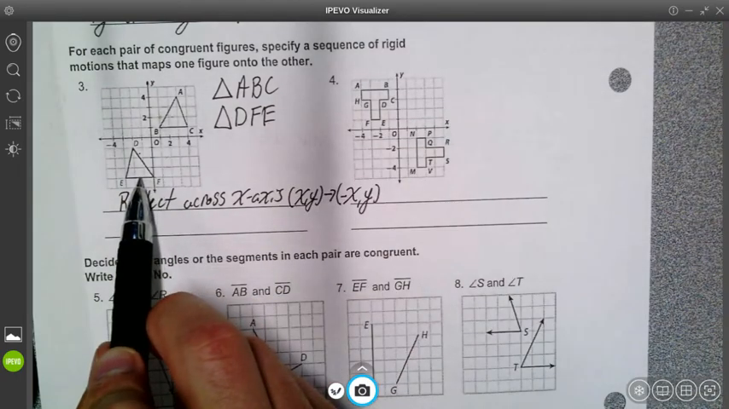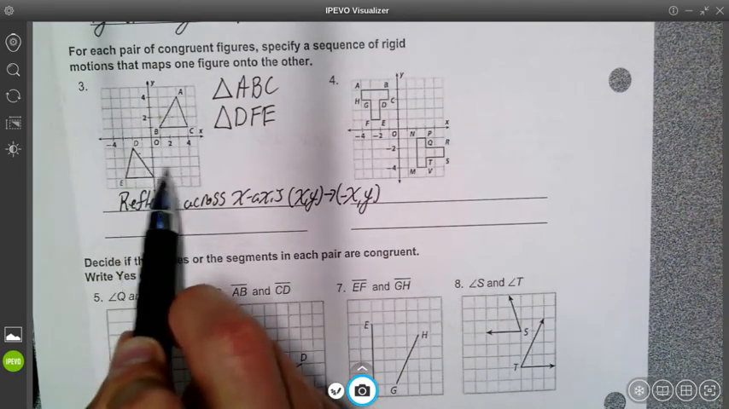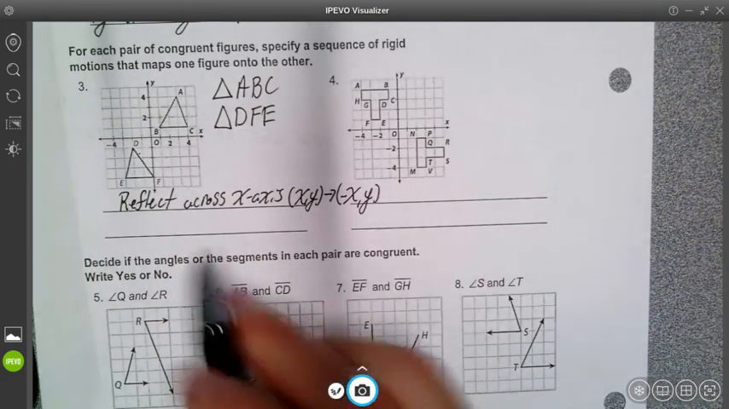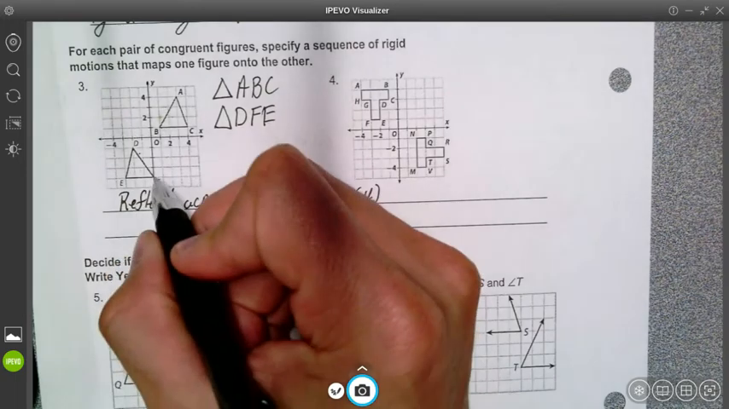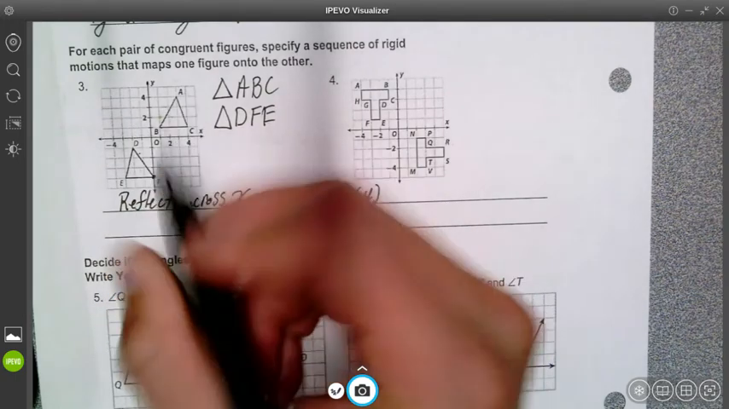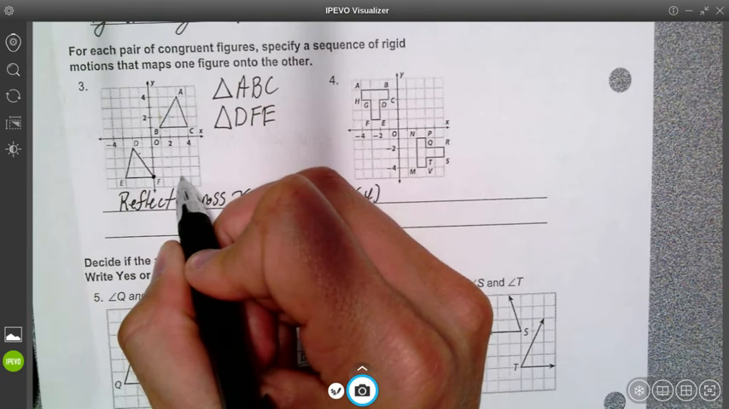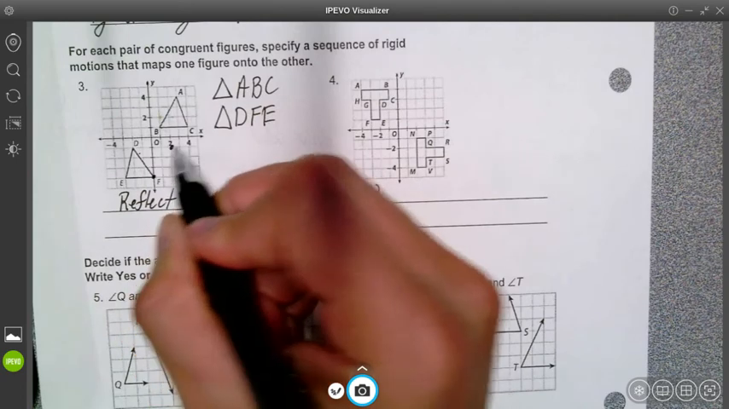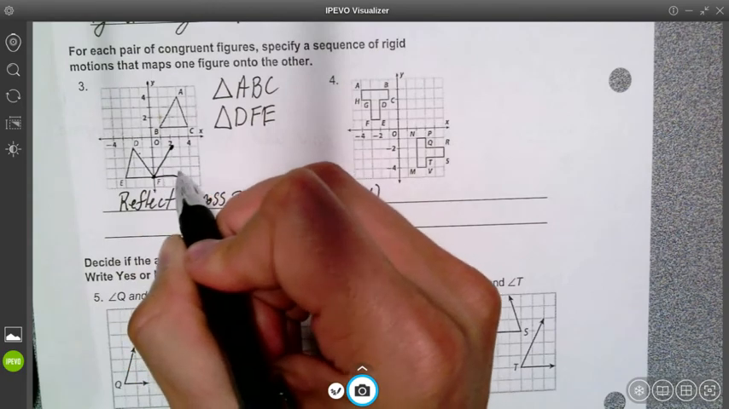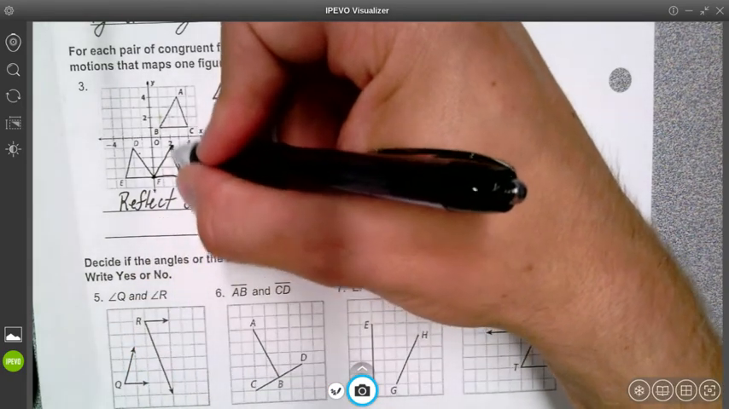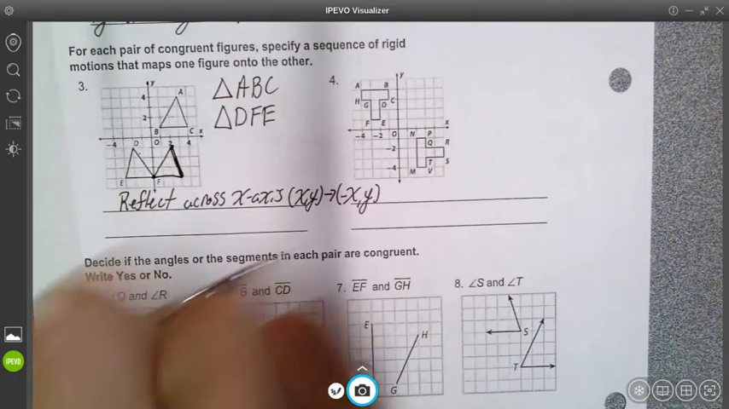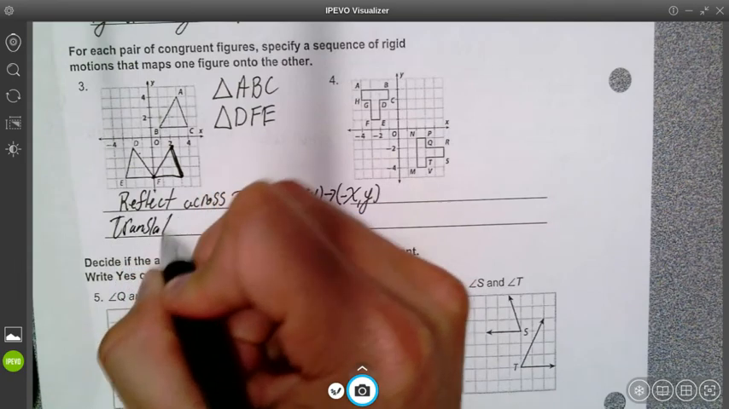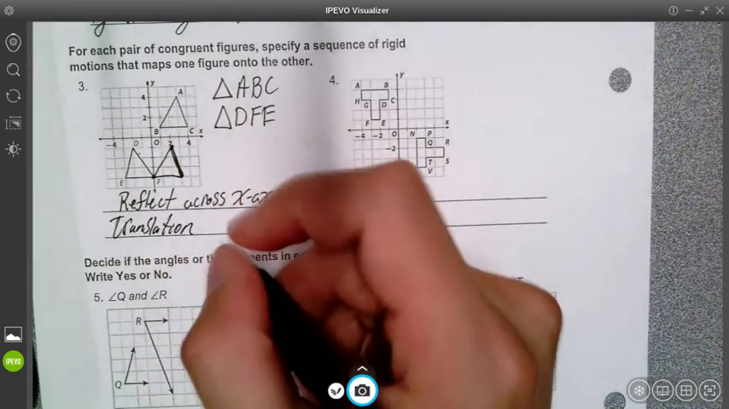Okay, so I'm mapping this one across. Okay, and we'll move this one over. Okay, then I need to, well, that would get it to here. So my F would be here, my E would be 3 over, and my D would be here. So now I'm looking at a figure like this. And now how do I move it up and over? Well, that would be a translation. So I can move it up and over, translating it.